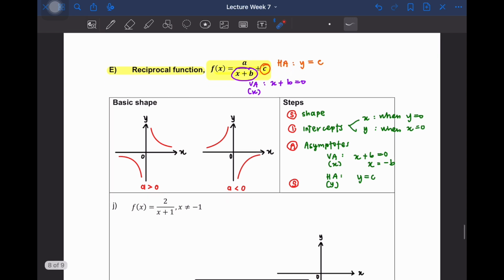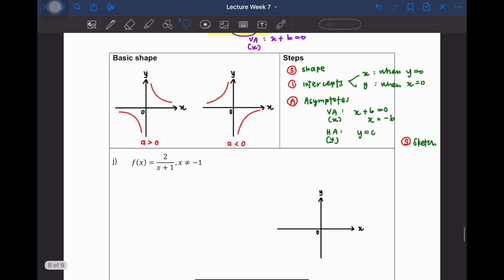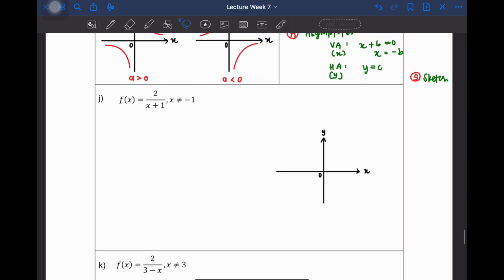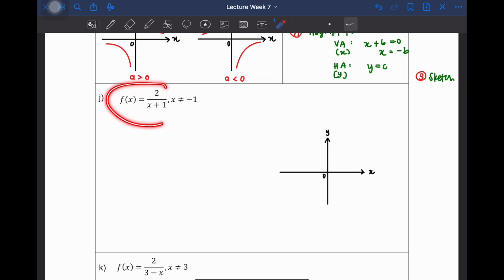Okay, so and then last step kita macam biasa, mesti sketch. S-K-E-T-C-H. Okay, jom kita sketch graf yang pertama. So, kita diberi, you are given f(x) equal to 2 over x plus 1. So, the first step is to identify the shape first.